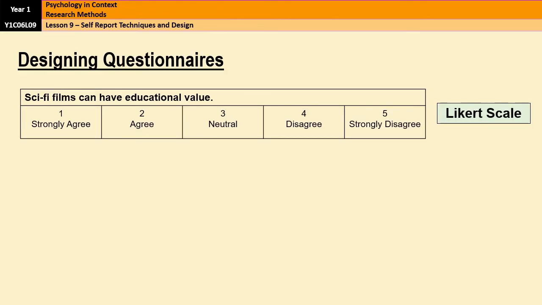Now, sticking with question styles for a little while, closed questions can be further divided into three different categories. You've got what's known as a Likert scale. A Likert scale is a scale where respondents indicate their agreement or disagreement with a particular statement, and they do that using a scale of usually 5 points. So it's called a 5-point Likert scale.